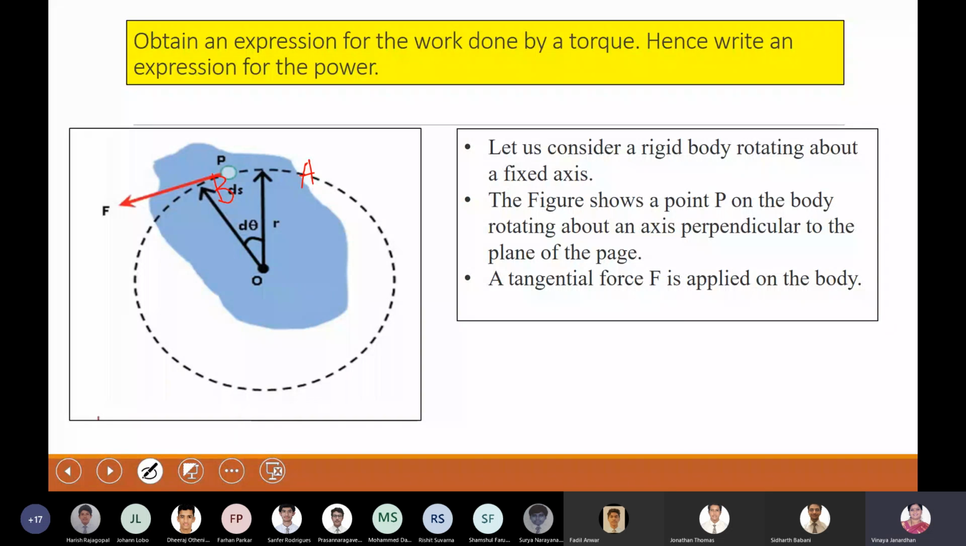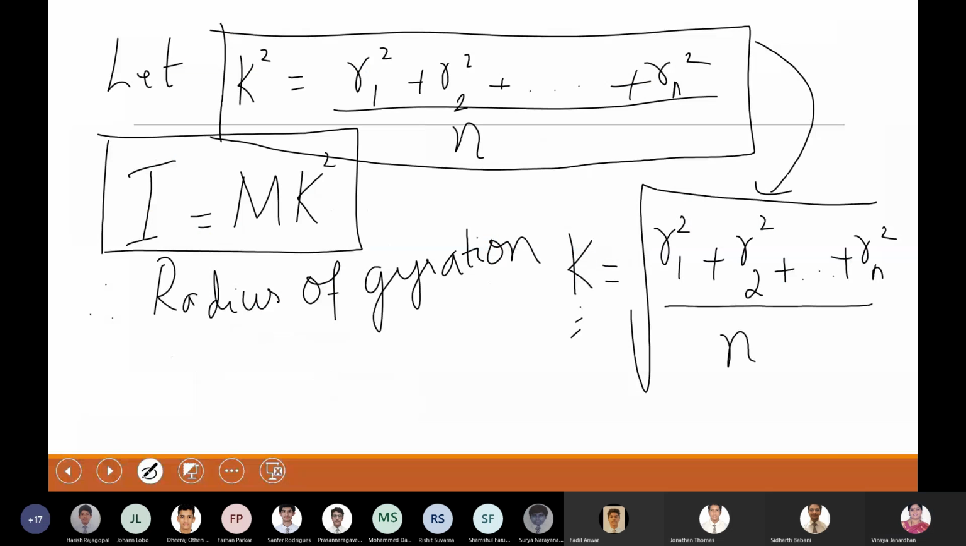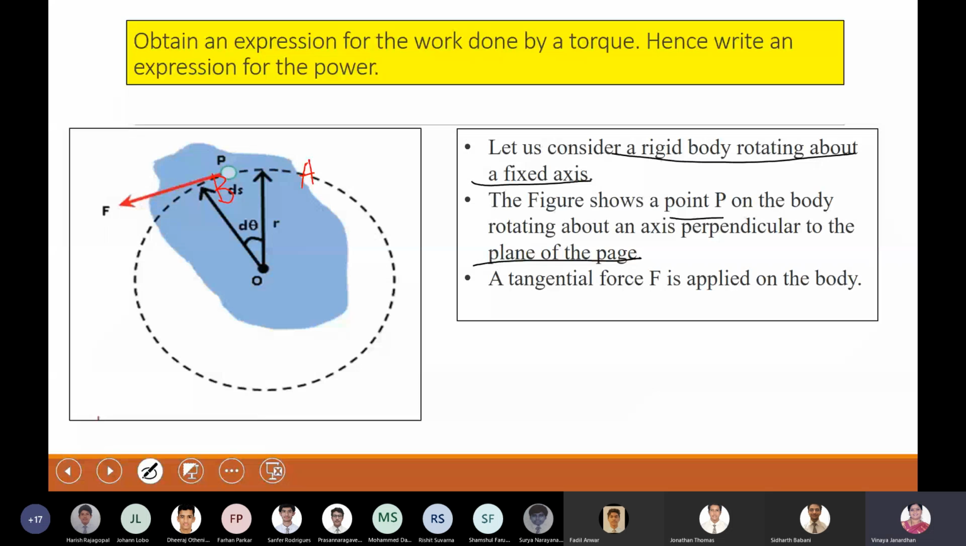Consider a rigid body rotating about a fixed axis. Point P on the body, which is rotating about an axis perpendicular to the plane of the page. How will it be your axis of rotation? The body is moving on this plane. Your monitor is your XY plane. The body is moving in an XY plane. Your axis of rotation will be passing through the point O and will be perpendicular to this plane. The particle will be moving about the axis of rotation.